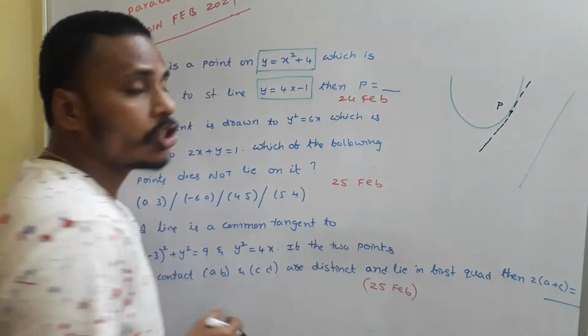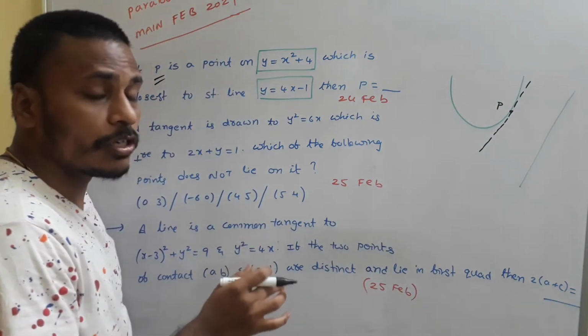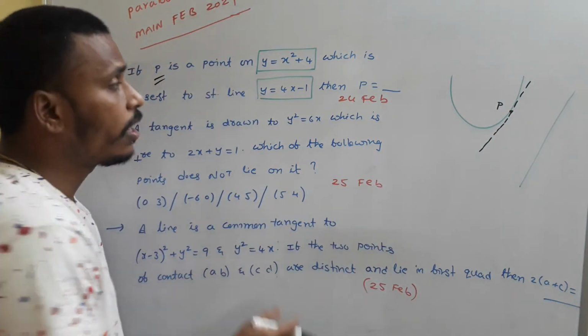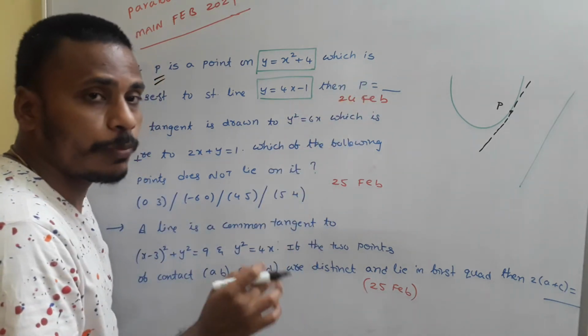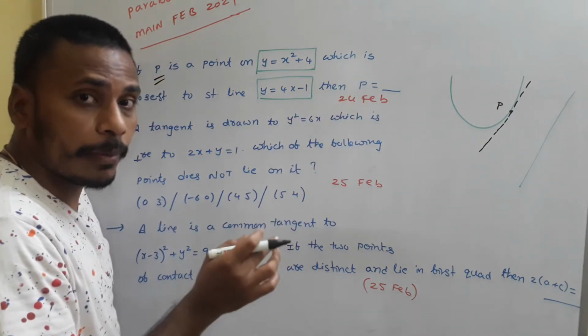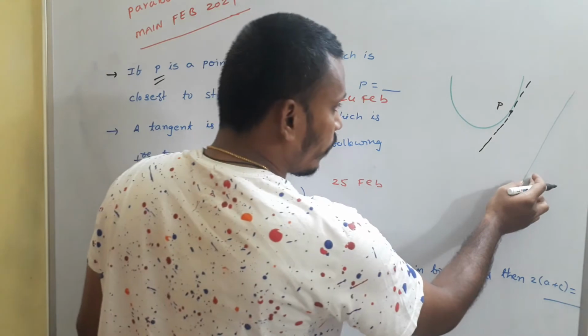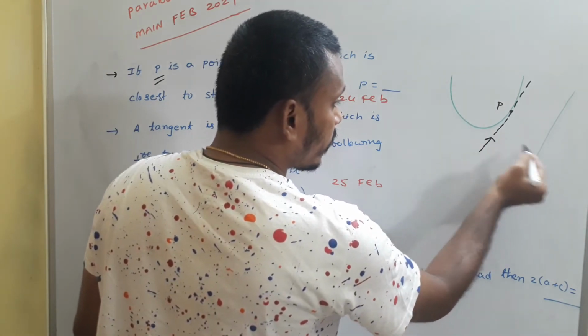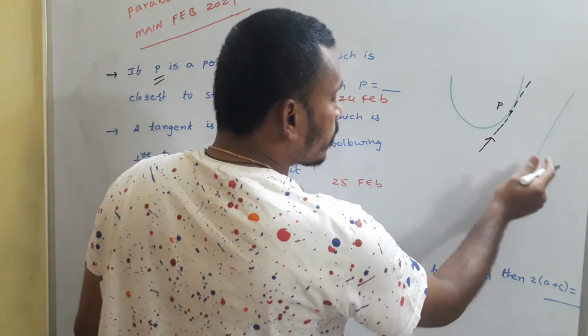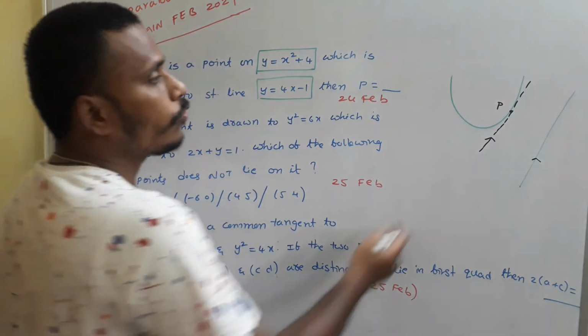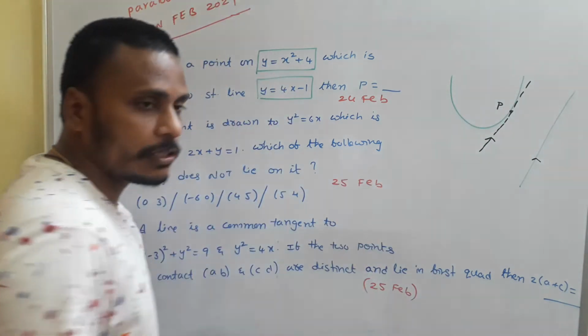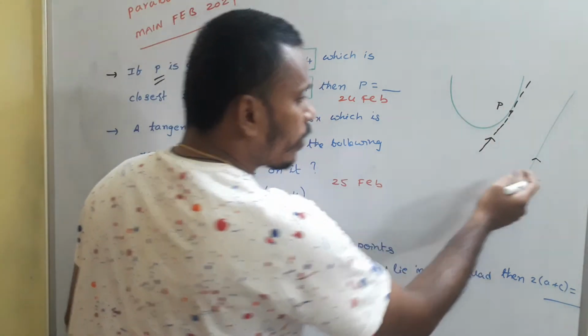Along that we will get the shortest distance. But here our situation is not to find the shortest distance. We need to just calculate the value of P. If a point on the parabola is closest to the given line, then it is very clear that the tangent at P is parallel to the given line. So we need to calculate the slope of the tangent, and it is equal to the slope of the given line.